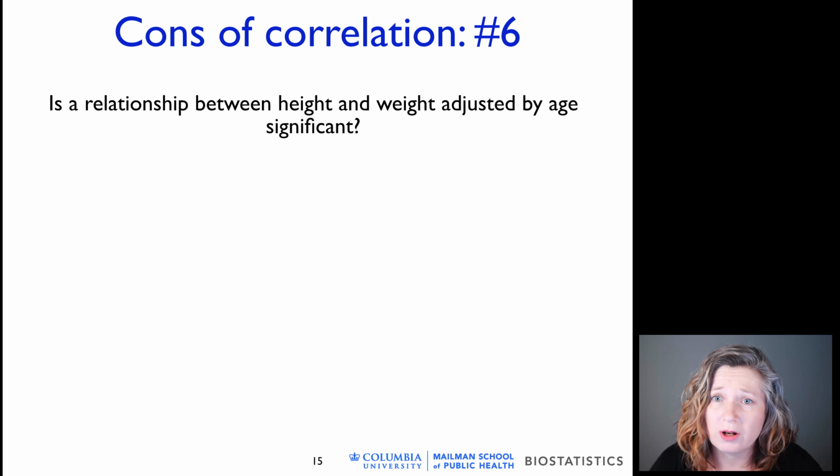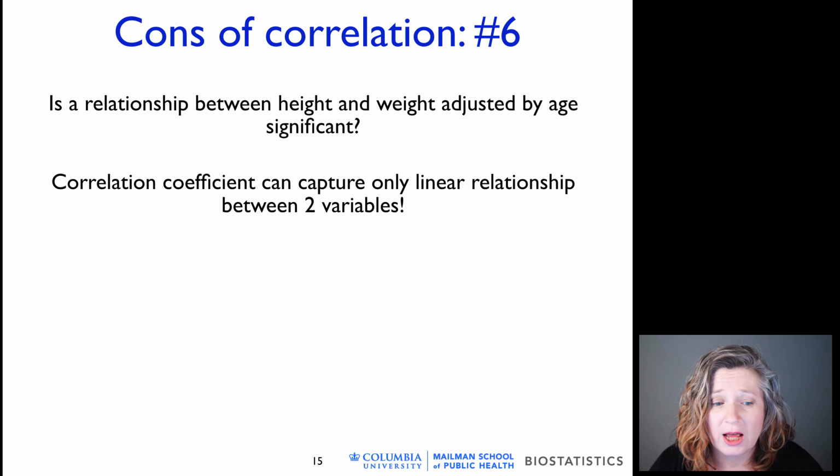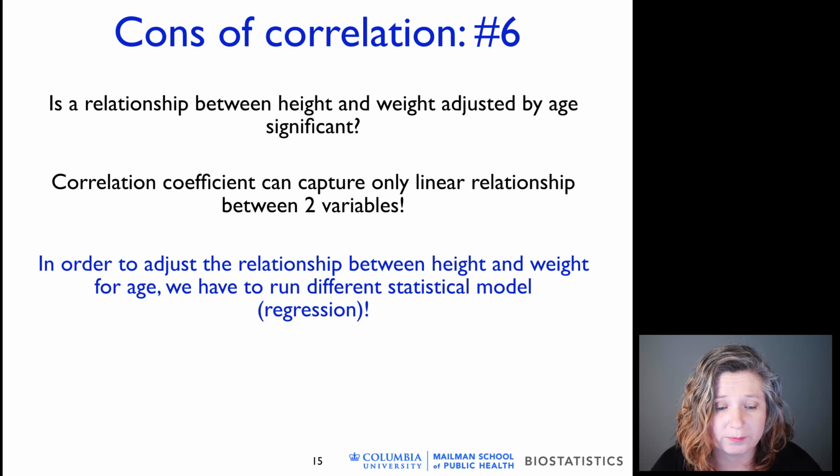So what if I would like to compute the relationship between height and weight adjusted by age? What if I would like to estimate the association between height and weight as I did before, but this time I want to adjust it by age? At this moment, the correlation coefficient, the Pearson correlation coefficient as we introduced it, does not work. The correlation coefficient can capture only a linear relationship between two variables. If we want to adjust by another third or fourth variable, we actually have to utilize linear regression or any kind of modeling. So we have to run a statistical model.